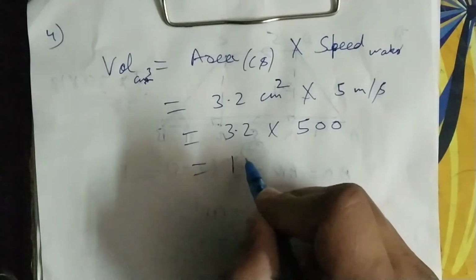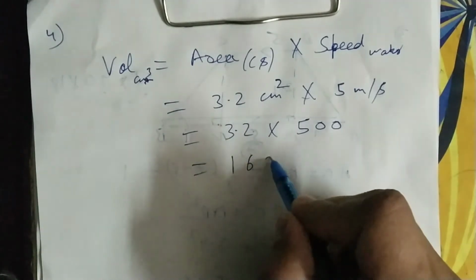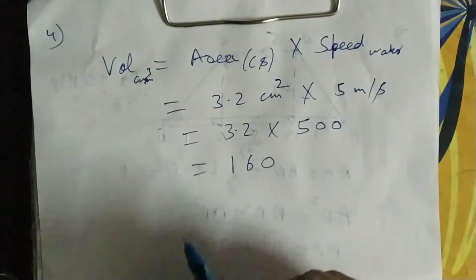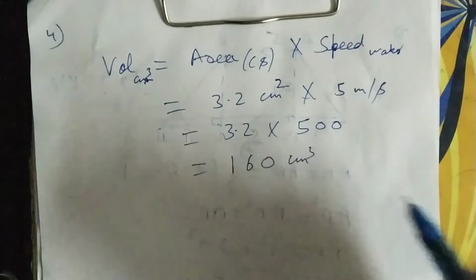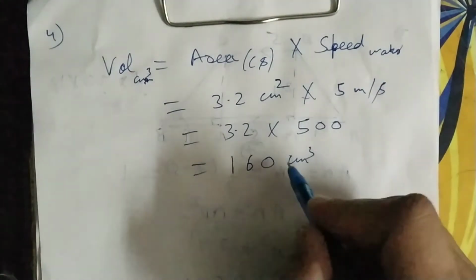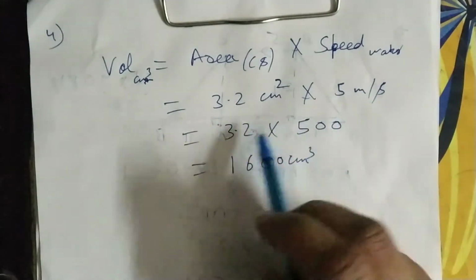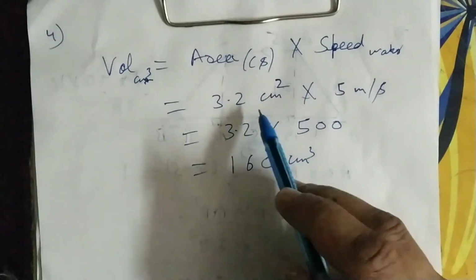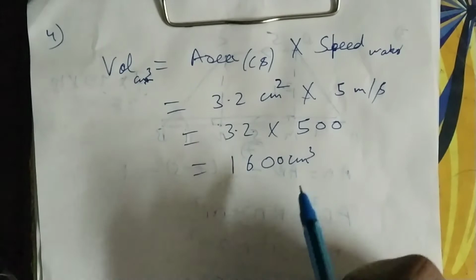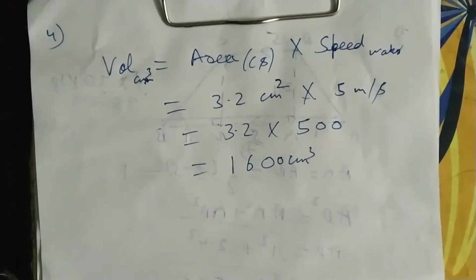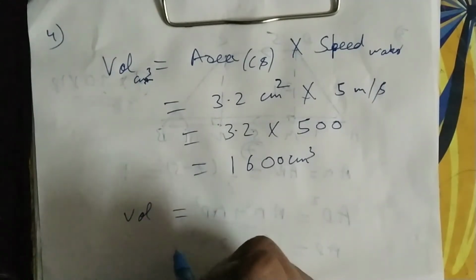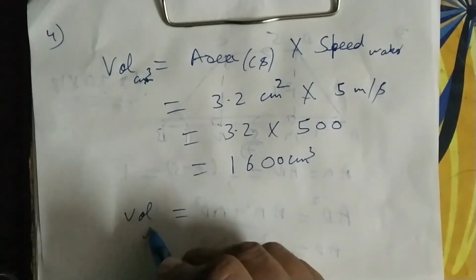So this will be 1600 centimeter cube. Then we multiply this. So this is the volume in centimeter cube per second. Now we are also required to find, in the second part, the volume in liter per minute.